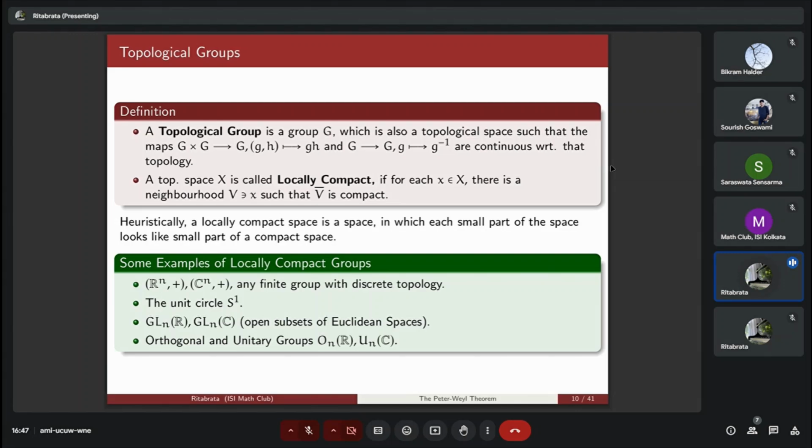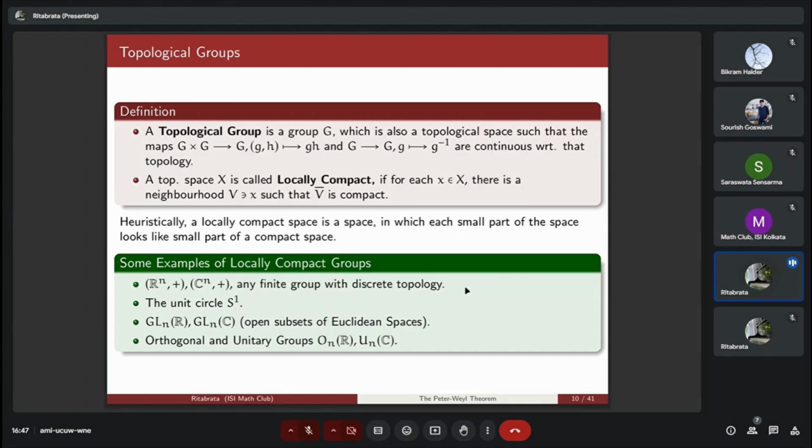So we impose this condition: (g, h) goes to gh, the multiplication map, is continuous, and the inversion map g goes to g inverse is also continuous with respect to our given topology, whatever topology we are endowed with on the group. A topological space is called locally compact if for each point there is a neighborhood whose closure is compact. Basically, it means that small parts of the topological space look like small parts of a compact space.